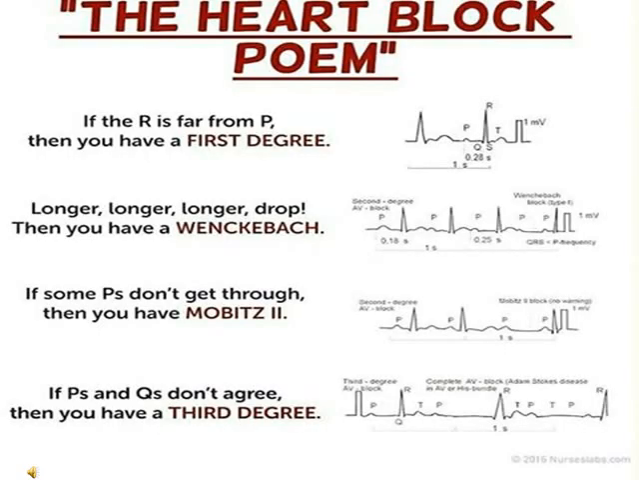Here's the heart block poem, the famous heart block poem, which helps you remember the degrees and know how to identify an EKG. If the R is far from the P, then you have a first degree. Longer, longer, longer, drop, then you have a Wenckebach, which is the second degree. If some P's don't get through, then you have Mobitz 2. If P's and Q's don't agree, then you have a third degree.